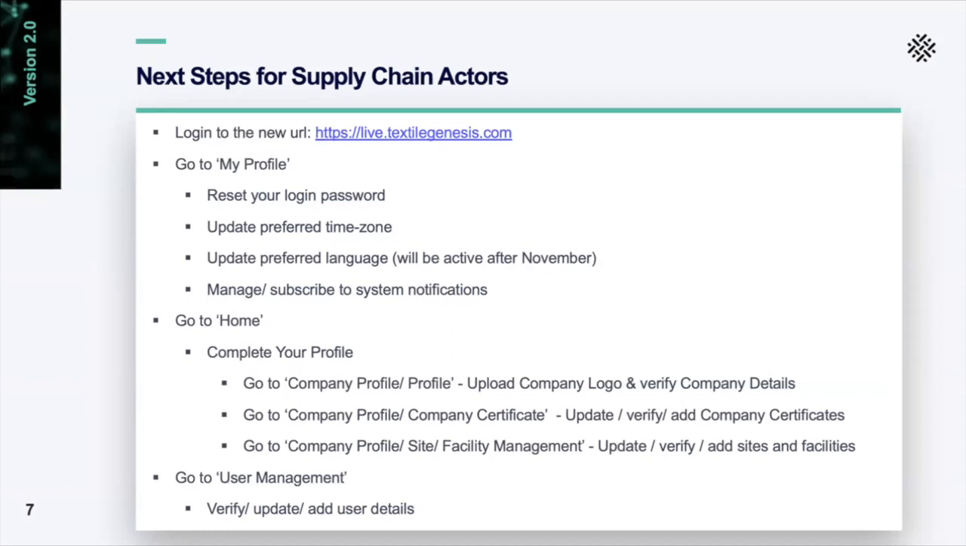First, you can go to the company profile, and within that, the profile where you can upload your company logo and ensure that all the company details that have been provided are accurate. You can then go into the company certificate management, verify the existing certificates, and then update or add any company certificates that you need to add to your profile. Similarly, you can go into site and facility management. Once again, verify, update, or add any sites and facilities that have already been migrated from the old system to the new system.